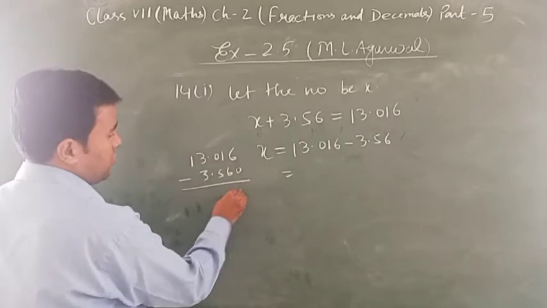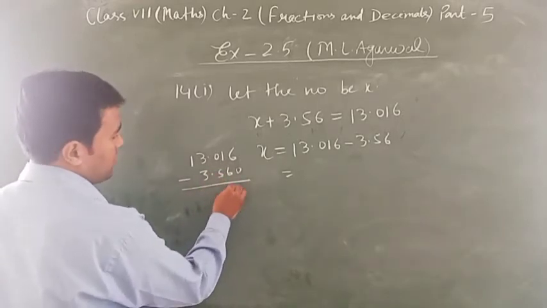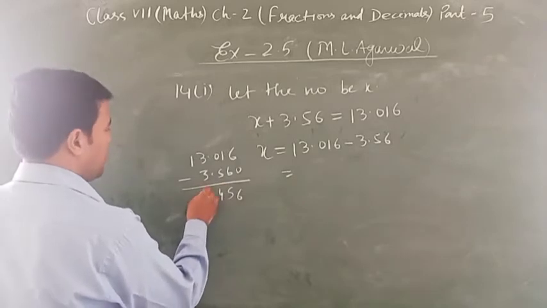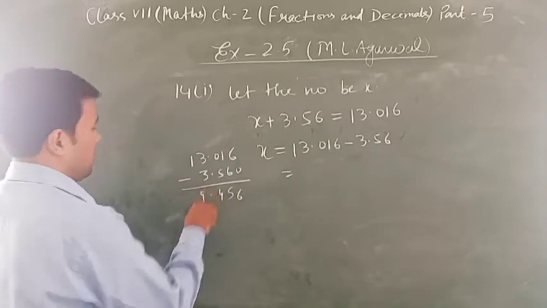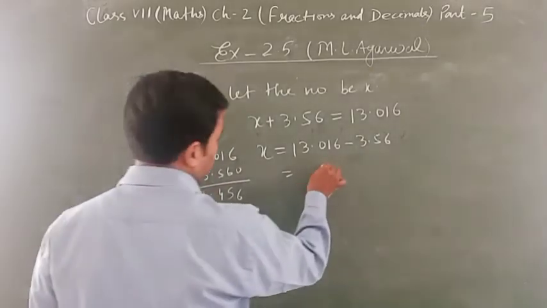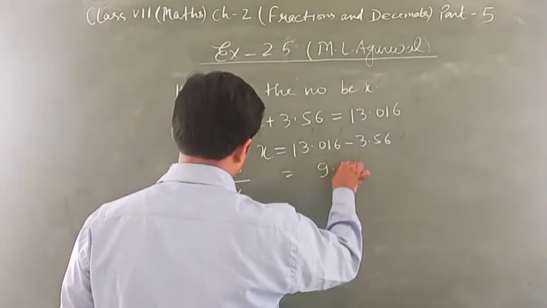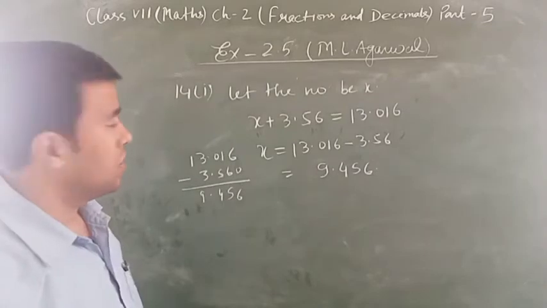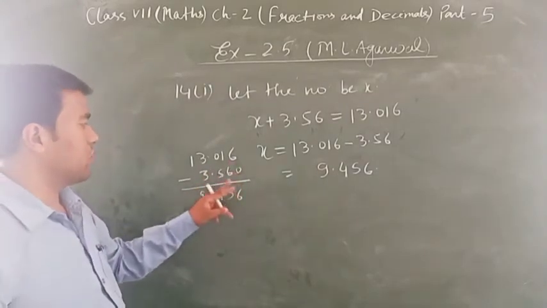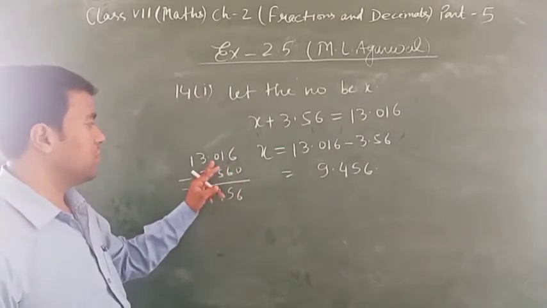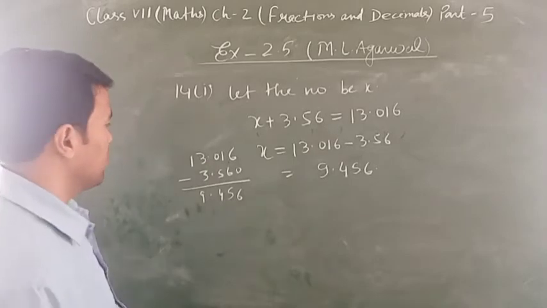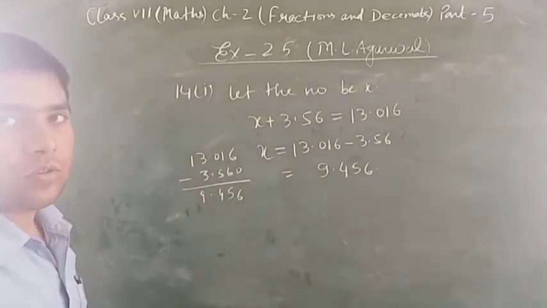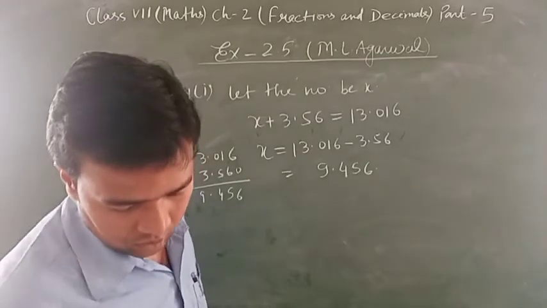6 minus 0, 6. 11 minus 6, 5. 9 minus 5, 4. 12 minus 3, 9. So the answer is 9.456. That's all. 6 minus 0, 6. 11 minus 6, 5. 9 minus 5, 4. 12 minus 3, 9. Note down this. Next question.